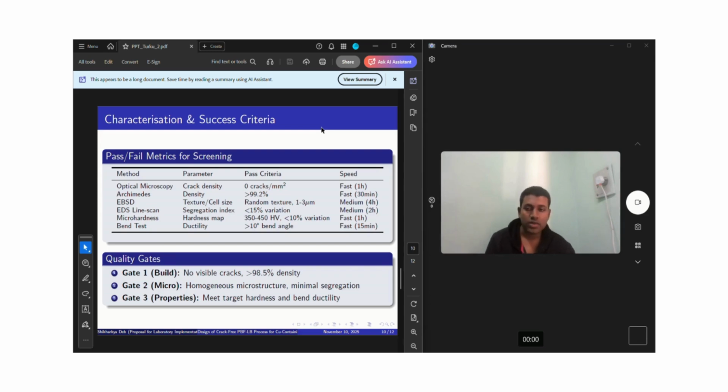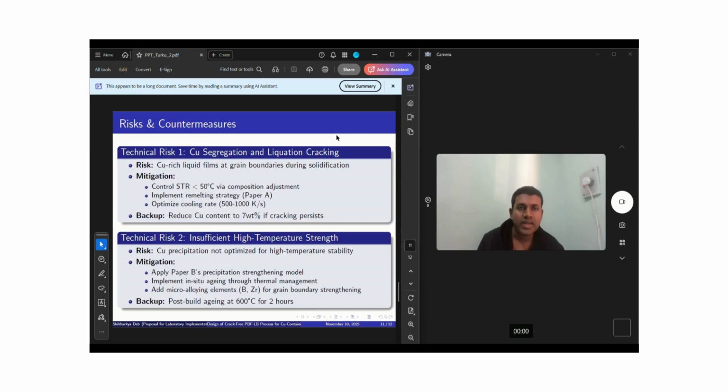The quality gates include no visible cracks, larger than 98.5% density, a homogeneous microstructure, and minimal segregation. It should also meet the target hardness and the bend ductility. This comes to the risk assessment and the countermeasures.